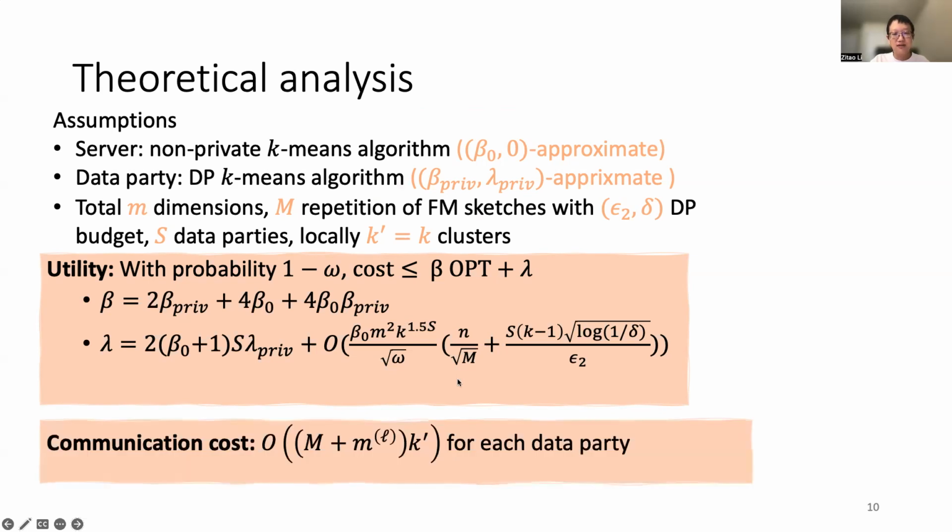Another advantage of our proposed method is the communication cost. The communication cost is independent of the number of data points in the dataset. It is only related to the number of FM sketches used in the process. So when the number of users is large, our algorithm has an advantage.